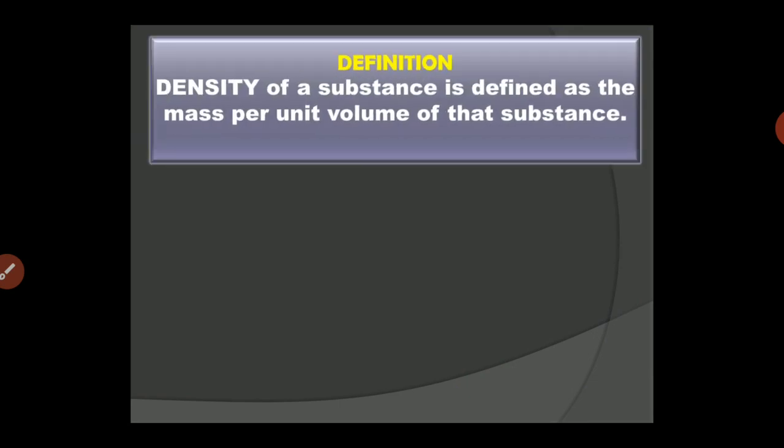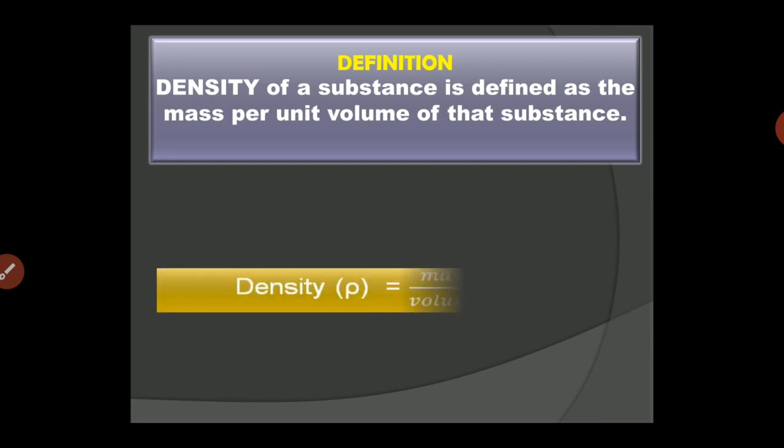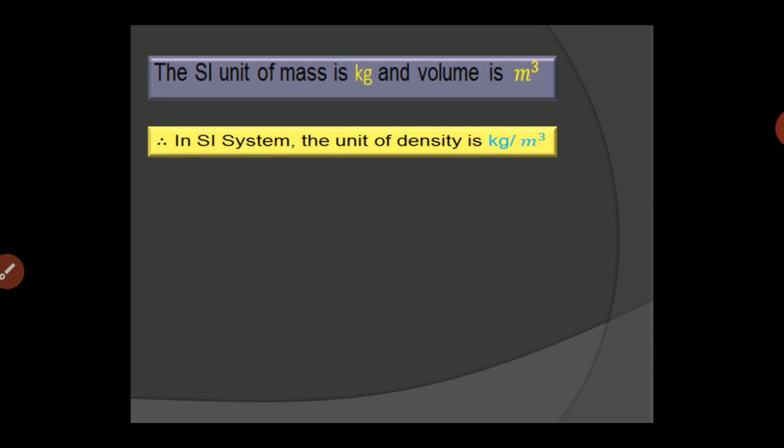The definition of density says density of a substance is defined as mass per unit volume of that substance. And this density is represented by the symbol rho. Rho is a symbol used to represent density, which is equal to, mathematically we write, mass by volume. SI unit of density: the mass SI unit is kg and for volume it's meter cube. So the SI unit of density will be kg per meter cube, because it is divided.